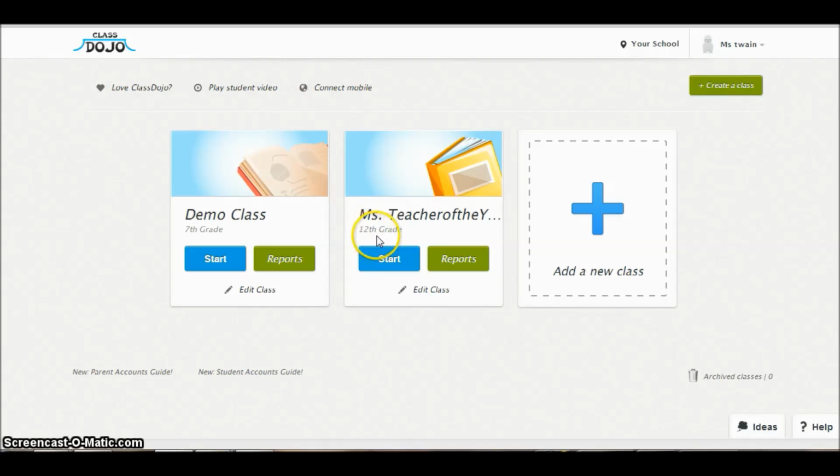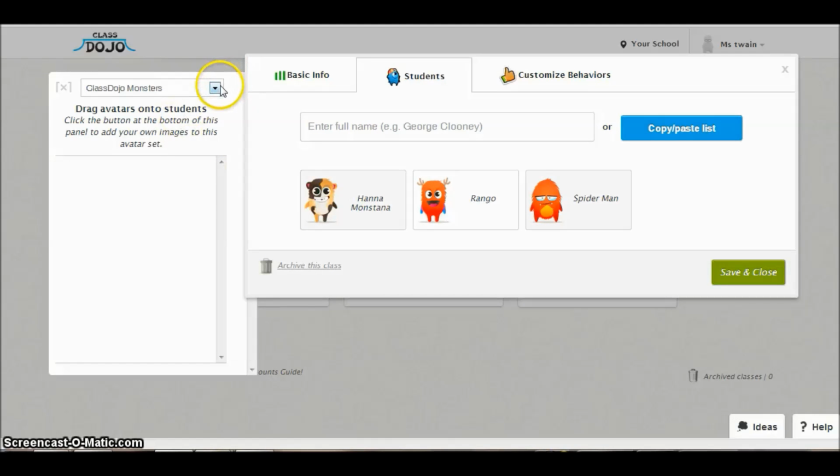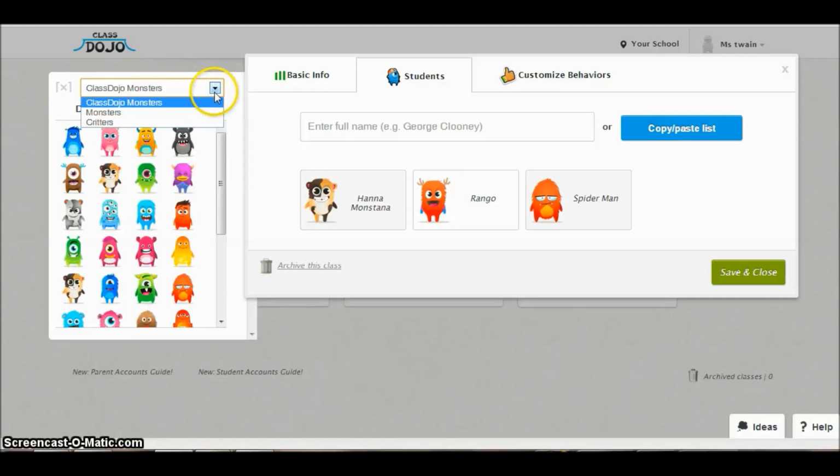I made a class called Miss Teacher of the Year. The students enrolled in Miss Teacher of the Year's class are Miss Hannah Monstana, Rango, and Spider-Man. Now, this is an aspect of the program that I really like. This is where I would draw my students in initially to help participate in their own behavior management. They can choose the avatar that they want for themselves.